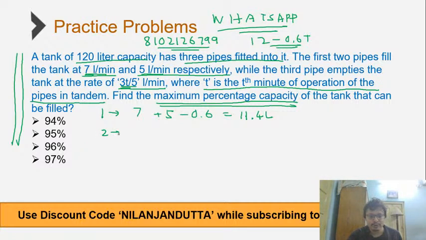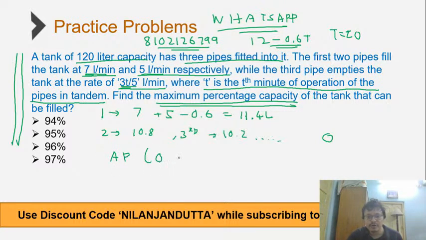Similarly, in the second minute, what will it be? If I put t as 2, it will become 12 minus 0.6 into 2, that is 10.8. Third minute, it will become another minus 0.6, that is 10.2, and so on. So basically it will keep on reducing until t becomes equal to 20. At t equal to 20, 12 minus 0.6 into 20 will become 0. So basically the total filling is nothing but an AP series starting from 11.4 to 0 in a decreasing fashion.